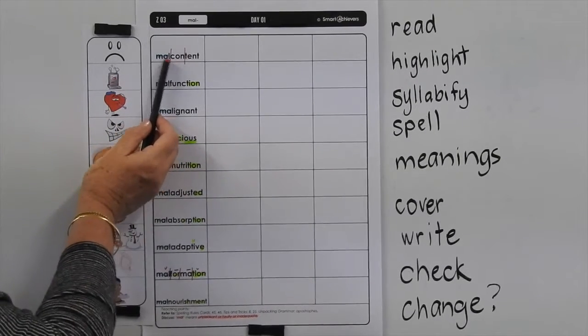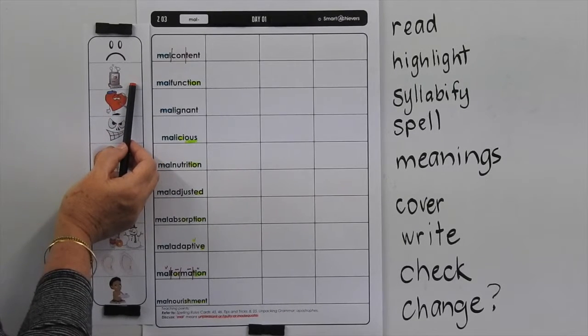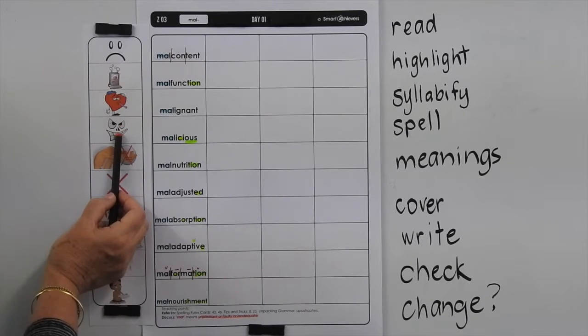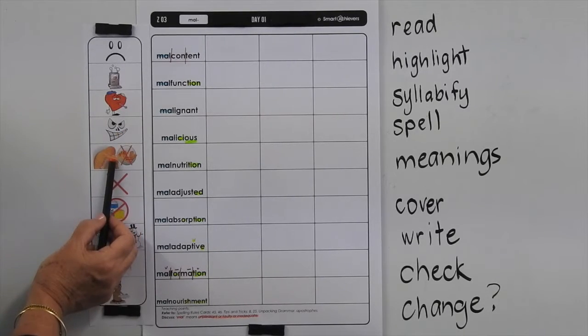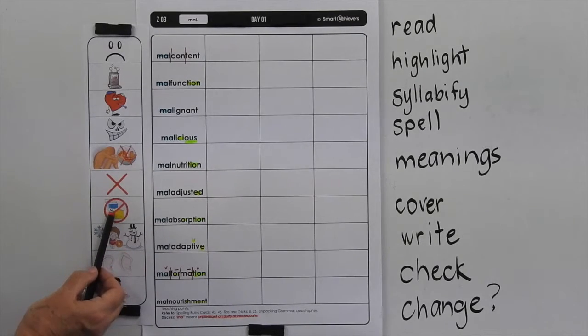Okay, now let's go through and have a look at the meanings of these words. Malcontent means dissatisfied. Malfunction means a breakdown or a glitch. Malignant means tending to produce death or deterioration. Malicious means wanting to cause harm to someone. Malnutrition means deficiencies or excesses or imbalance in a person's intake of energy and or nutrients.